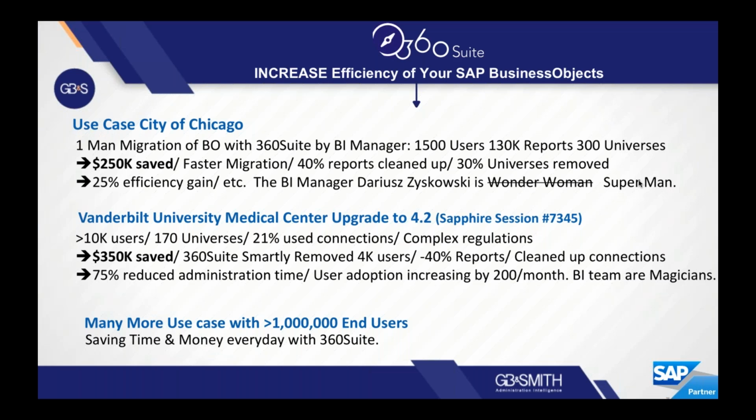So basically, everything we do around 360 is just to bring value to our customers. As you can see on this slide, you can see two examples of customers. City of Chicago, basically they've recently done a migration of 1,500 users to 4.2. They saved $250,000 with 360, and they've done a lot of cleanup. Or more recently, Vanderbilt University, they've saved $350,000. They're doing a migration to 4.2, and they're saving 75% of their time going to 4.2.